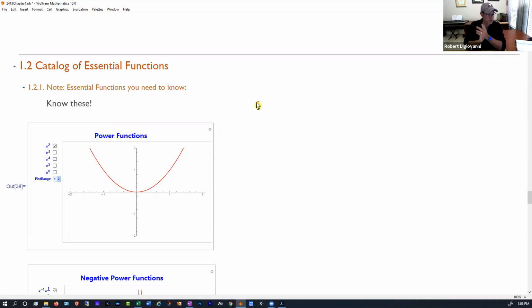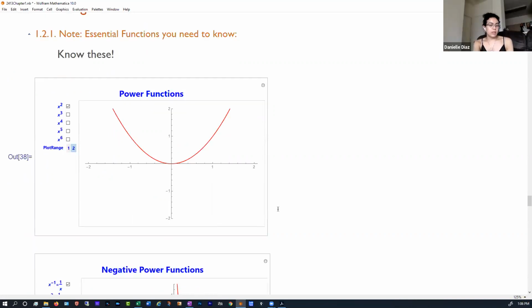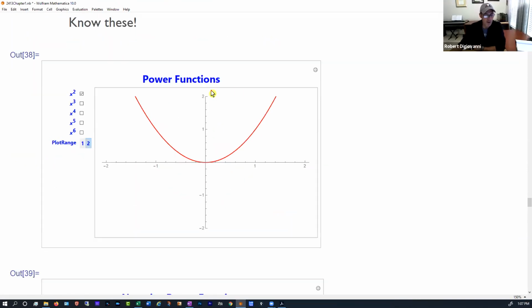So the first type of function that you should know are the power functions. We should all know that x squared, can you all see this okay? Should I make this a little bit bigger? Is that a little better? It looks fine. I don't want to go too big here. Okay. So power functions.